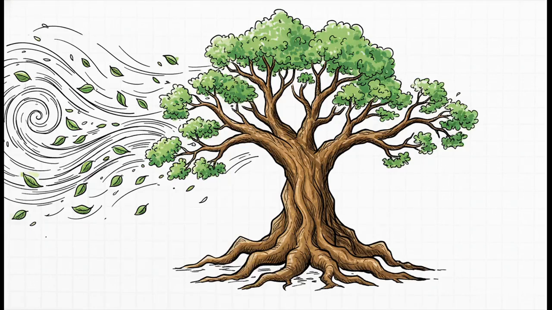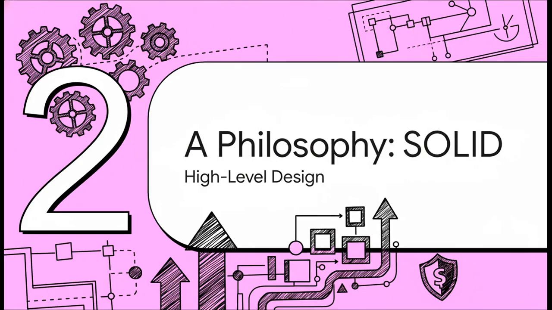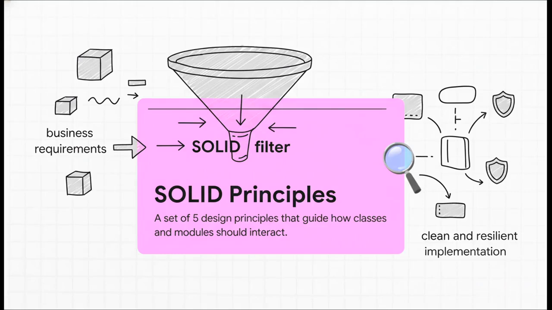So the real challenge then is this. We have to design software that can actually survive change. The whole point is to build systems that can grow and evolve without just completely collapsing under their own weight. And that's where this design philosophy called SOLID comes in. Think of it as a blueprint, a set of guidelines for building software that's robust, easy to maintain, and ready to scale.